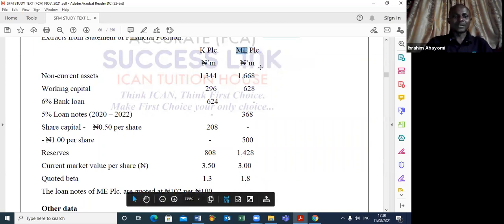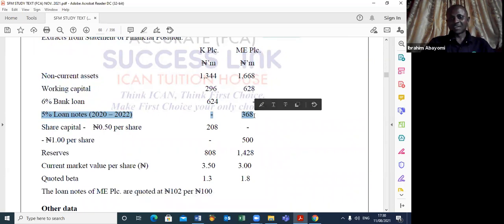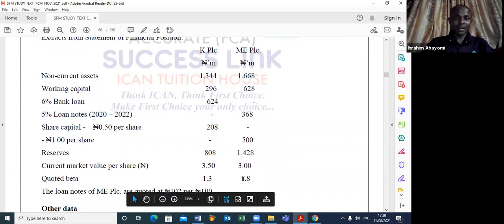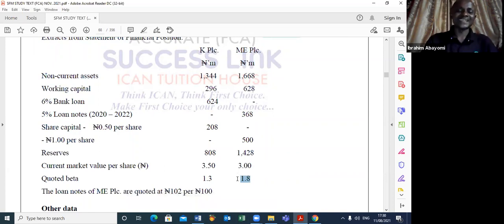MEPSC, are you having that? MEPSC says yes. I'm having 5% loan notes. So I am geared. If I am geared, then my proxy beta is what? Is equity beta. That's how I will know whether this is equity beta or asset beta if it is not explicitly stated in the question. I just have to judge by the information of that company that is having that beta. So I can say here that my beta is 1.8 and it is an equity beta.